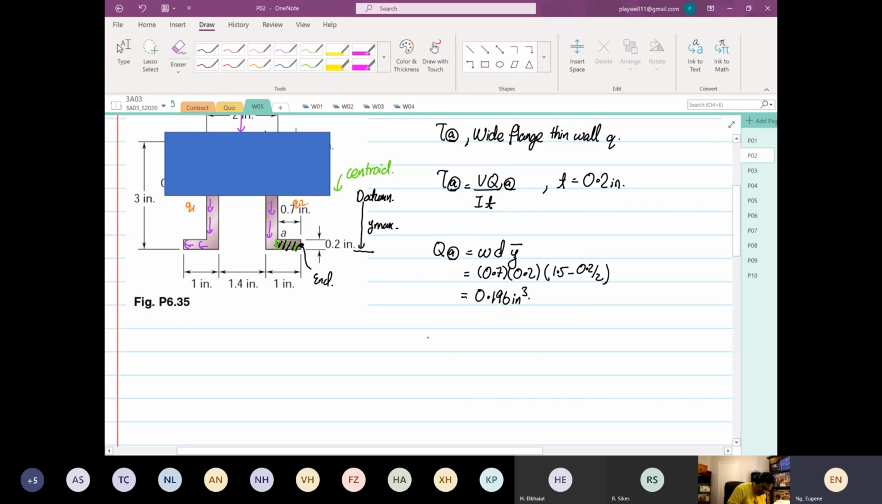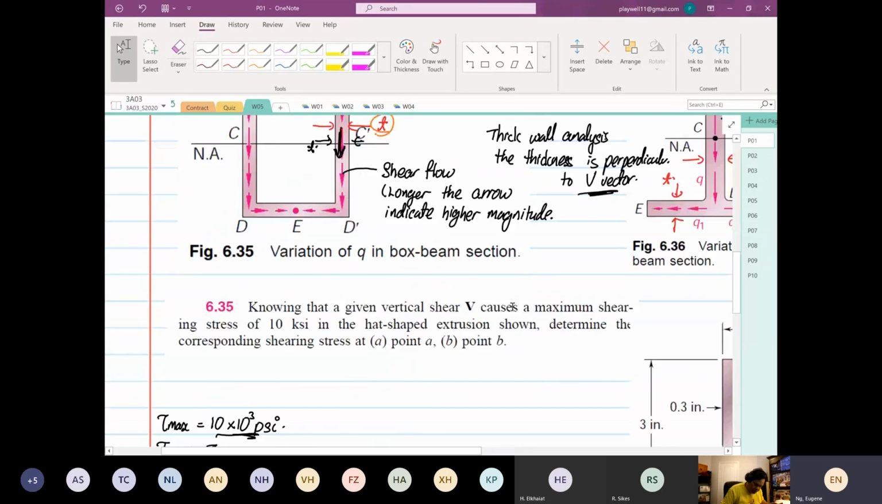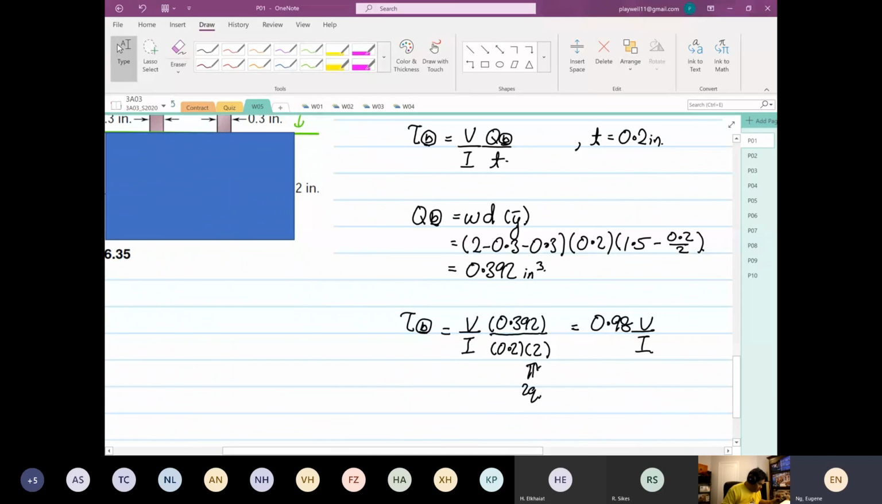Okay, so your shear at point A will be equal to V over I, QA is 0.196, then we divide the whole thing by 2. So this is 0.196 divided by 2, which is 0.098 V over I. Okay, so from what we had before, our shear at point B is also equal to what? Our shear at point B is equal to shear at point A.